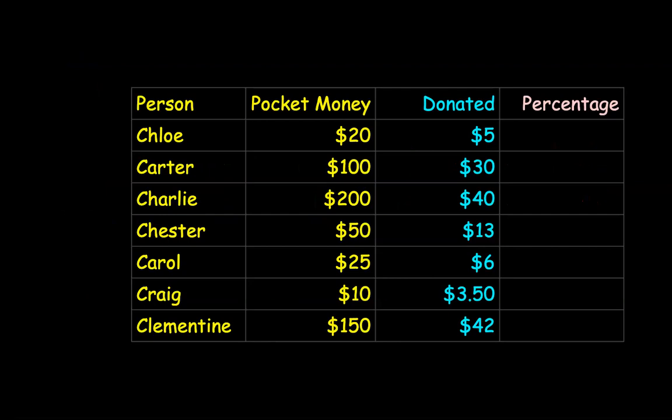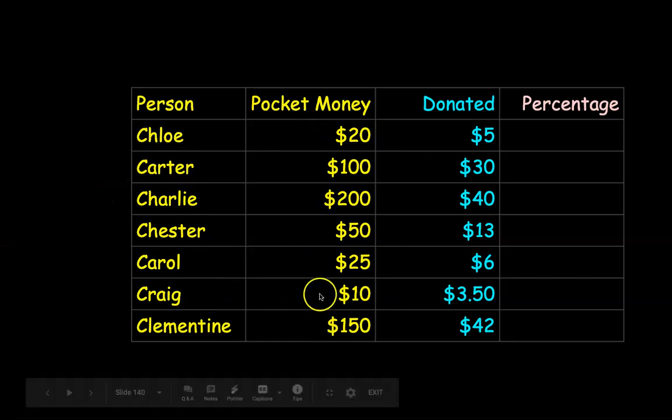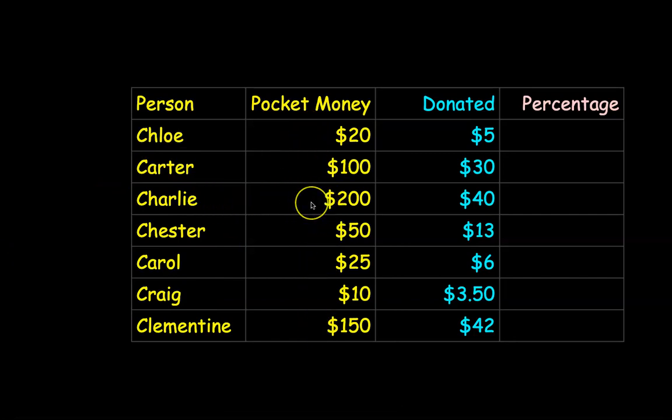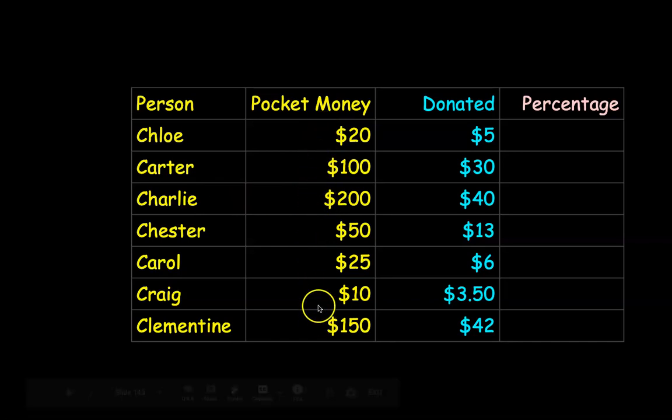Okay, here is the problem. There are 7 people there. There are their names. This is how much pocket money they get. You can see this dude, Charlie, here, he gets quite a lot of money every week. This is pocket money every week.